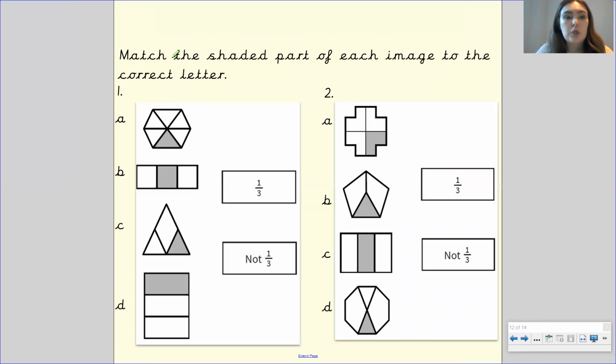Okay, activity number 2. You need to match the shaded part of each image to the correct letter. So let's have a look at 1. Match the shaded part of each image to the correct letter. So you've got 1 here and you've got A, B, C, and D. You've got to have a look at the shape and match it to either a third or not a third. Then you've got to do the same for question 2, A, B, C, and D. You've got to tell me whether or not it shows a third or if it's not a third. Pause the video here if you are going to be completing this activity.